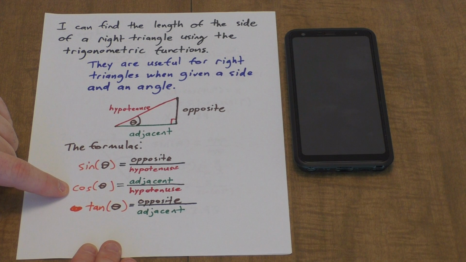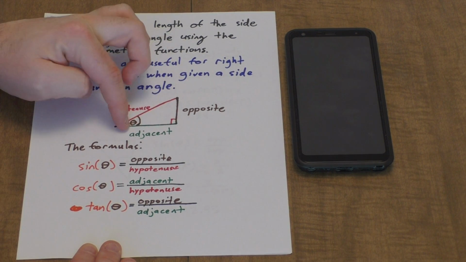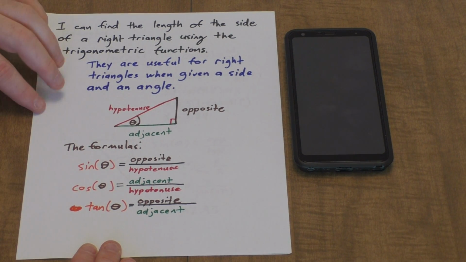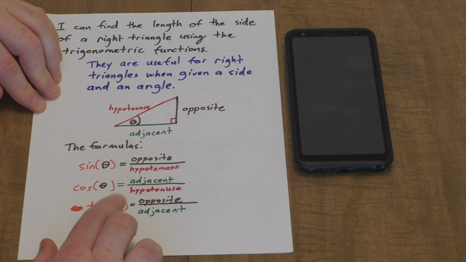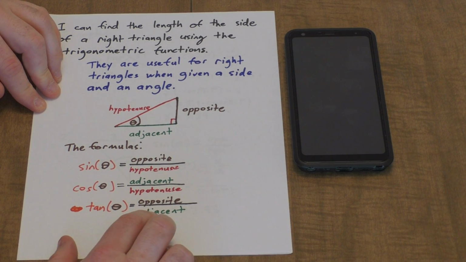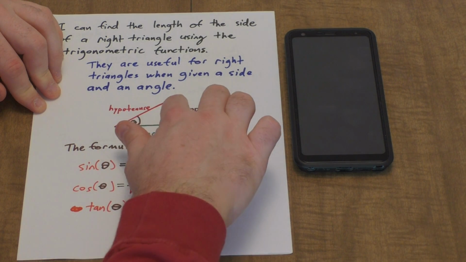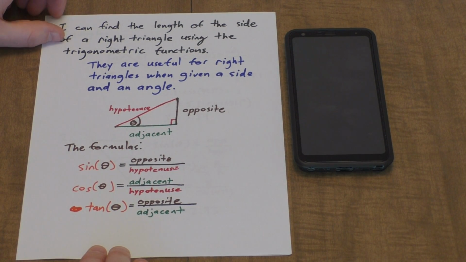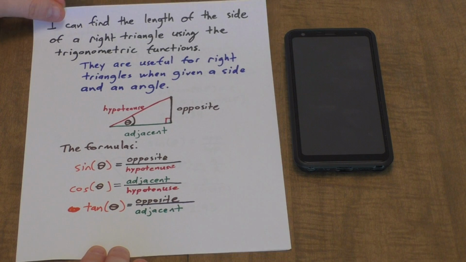Cosine similar, takes in the angle, but gives you a ratio that's the value of the adjacent side over the value of the hypotenuse. Tangent, very similar, takes in the angle, gives you a ratio, but this ratio will be the value of the opposite side over the value of the adjacent side. So let's see some examples of how this is used.